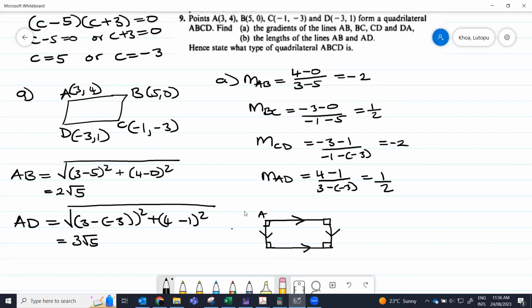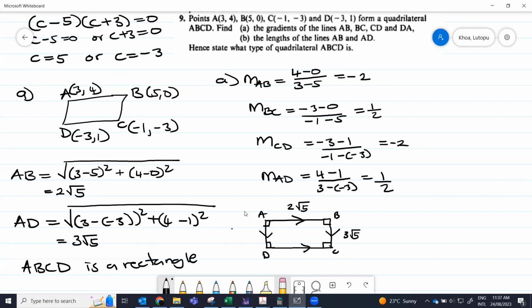This side is 2 square root of 5, and this side is 3 square root of 5. So they are definitely not the same in length. So that means that this is a rectangle. So ABCD is a rectangle.